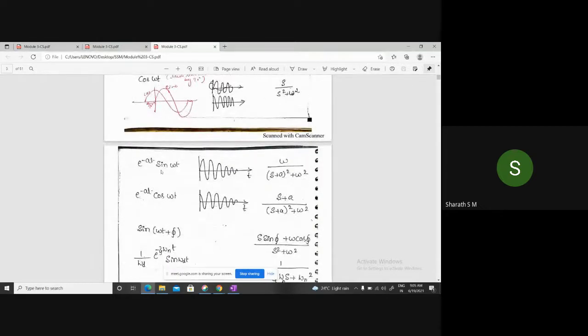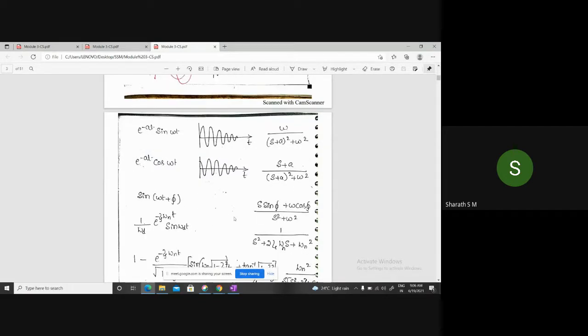In the same way, e power minus at into sine omega t is a combination of exponential with sine. Wherever we have an s, just replace it by s plus a. So it is omega divided by s plus a whole square plus omega square. Here, e power minus at cos omega t is s plus a divided by s plus a whole square plus omega square. For sine of omega t plus phi, it is s into sine phi plus omega into cos phi divided by s square plus omega square.